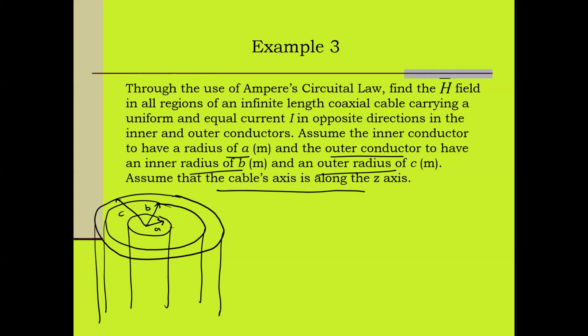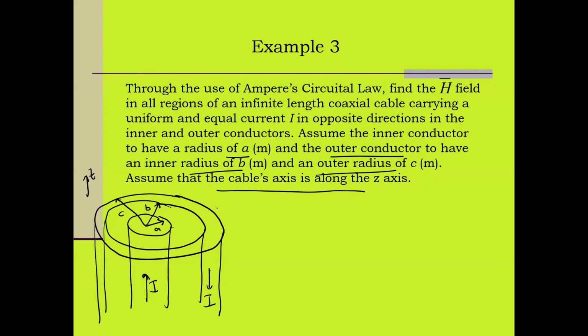And it states that this cable carries a current of I in the opposite direction. So we assume that the inner conductor carries current towards positive z, if you assume that z is in this direction. So the inner conductor carries I in the positive z direction, whereas the outer conductor carries a current in the negative z direction. So that should be the case of our problem. So you need to basically find the H field in all regions of this cable.